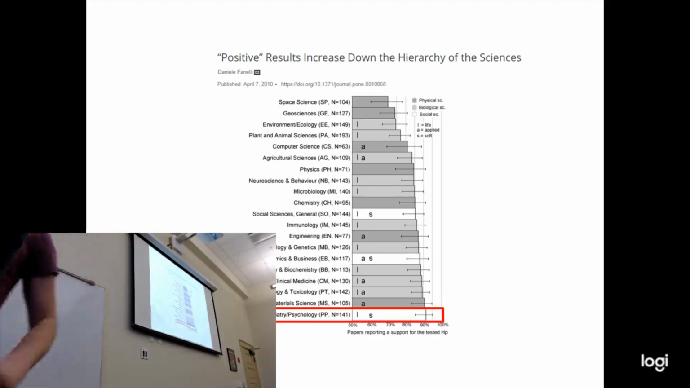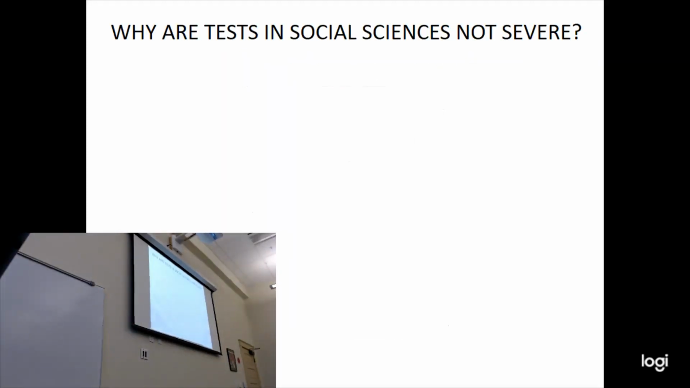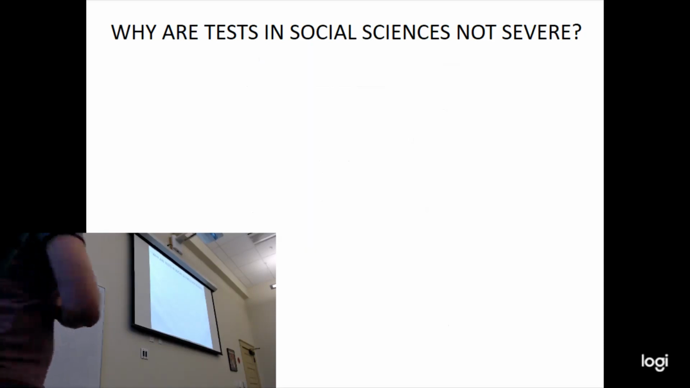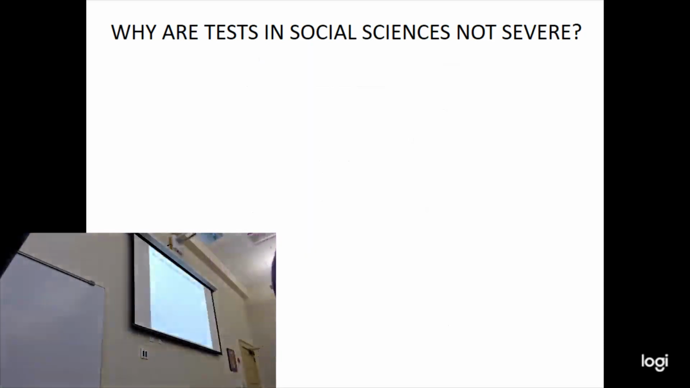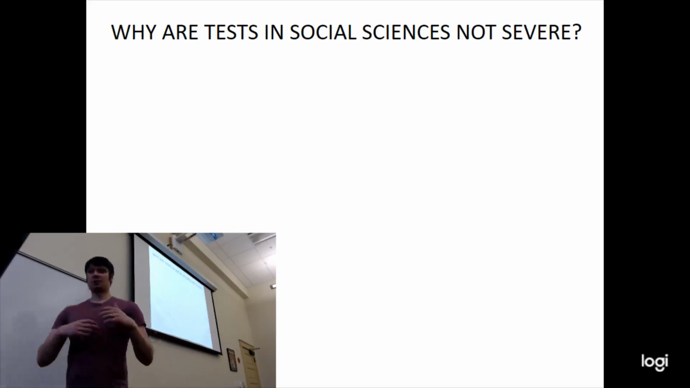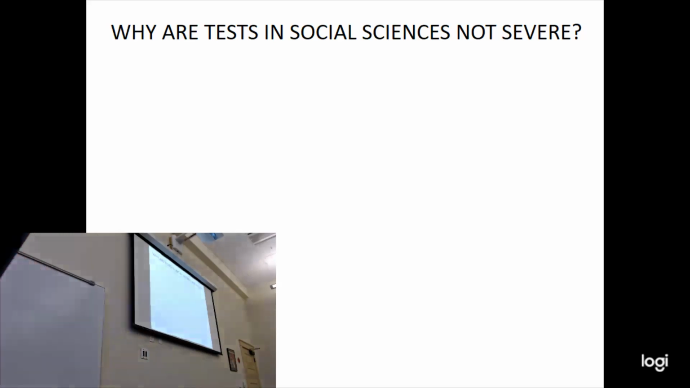So we're going to talk about that. What is it about social science that makes it hard to do severe tests? There are a bunch of factors that might be at play, and I don't know that we have a direct answer to this question. But we have some ideas about what might be especially hard in social sciences.